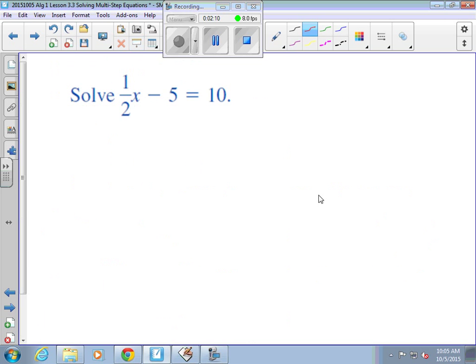On the back, try this one: 1 half x minus 5 equals 10. Take 30 seconds.